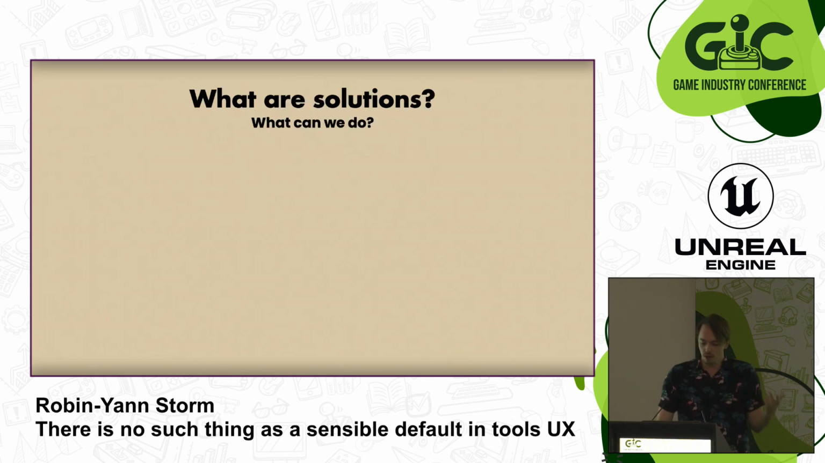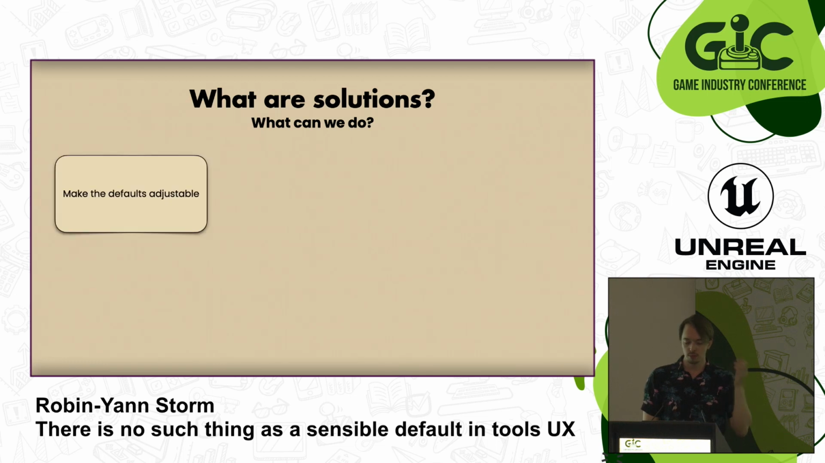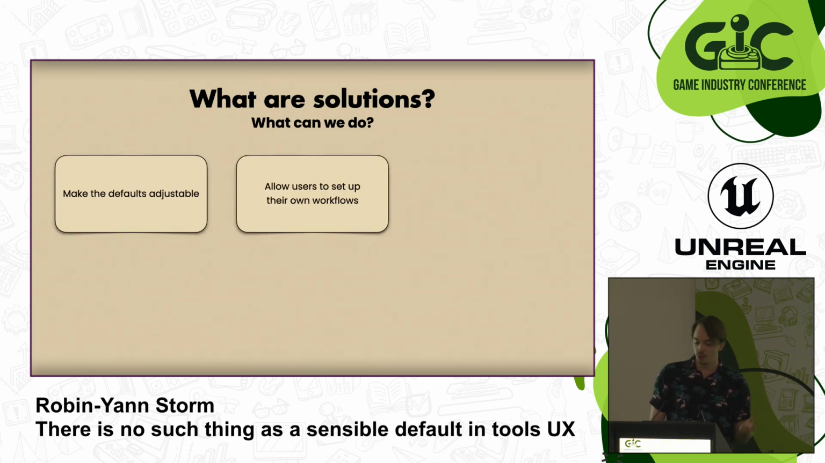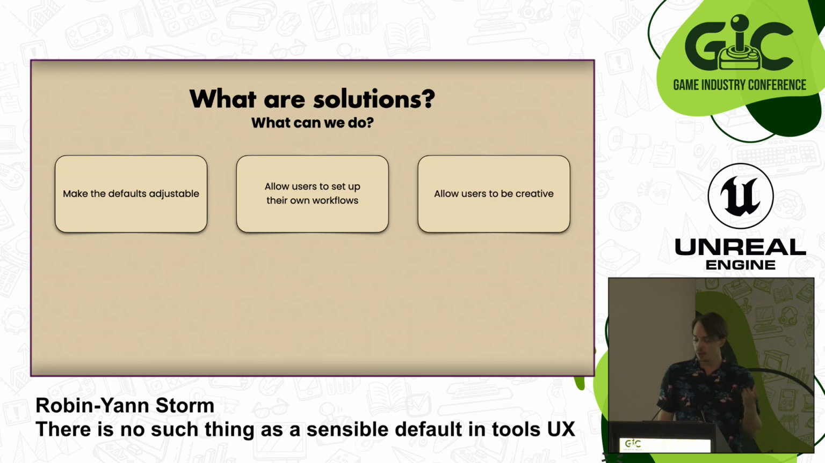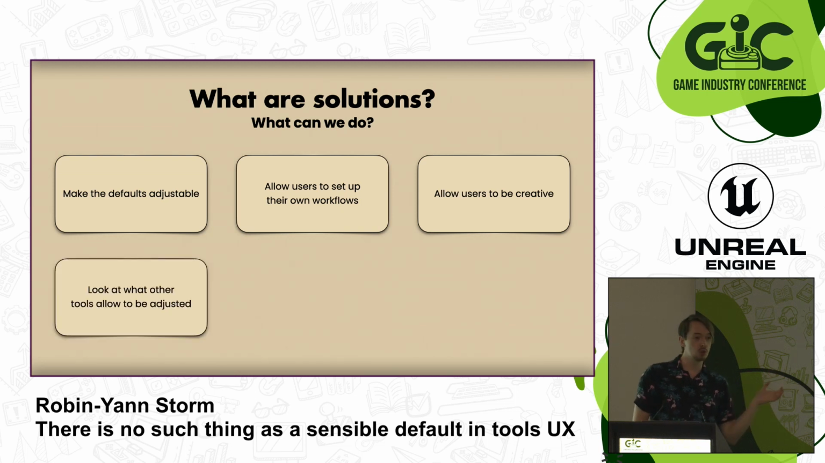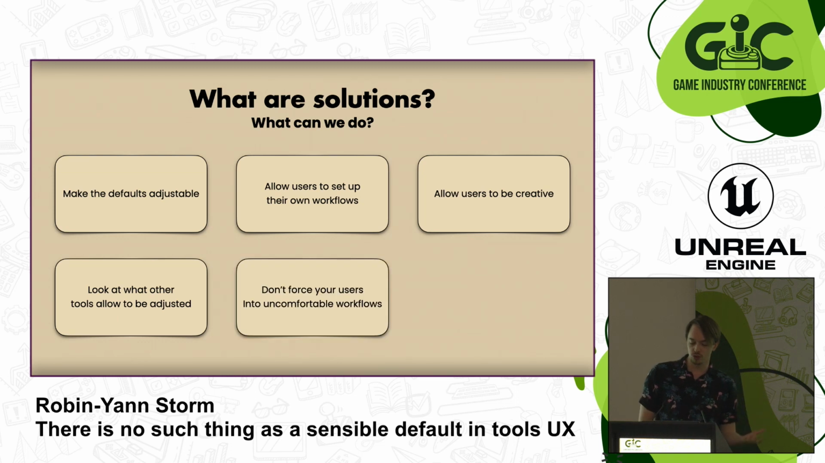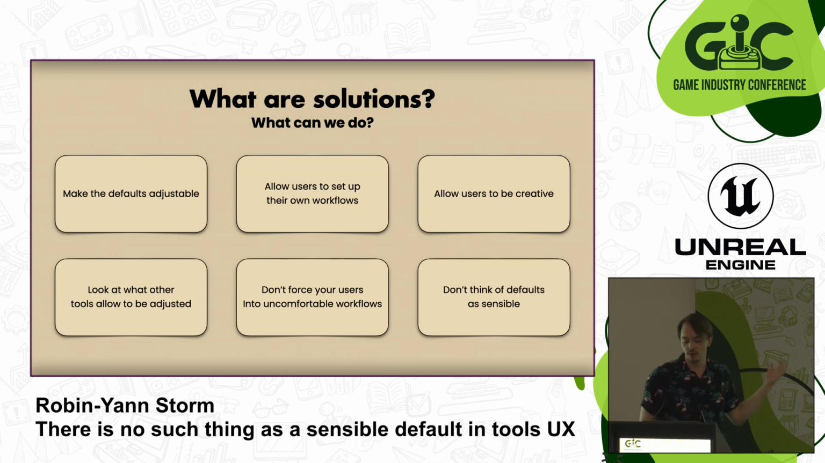So, what are the solutions to these things? What can we do to make things better? Make the defaults adjustable, allowing users to set up their own workflow, allowing them the creativity of setting up the workflow that they are comfortable working in. Look at what other tools allow them to adjust, because they're going to be switching between tools, and don't force your users into uncomfortable workflows where they're going to be annoyed about it. It's going to make them really unhappy, and also their work is going to suffer from it. And don't think of defaults as sensible. Yes, you're going to have defaults.